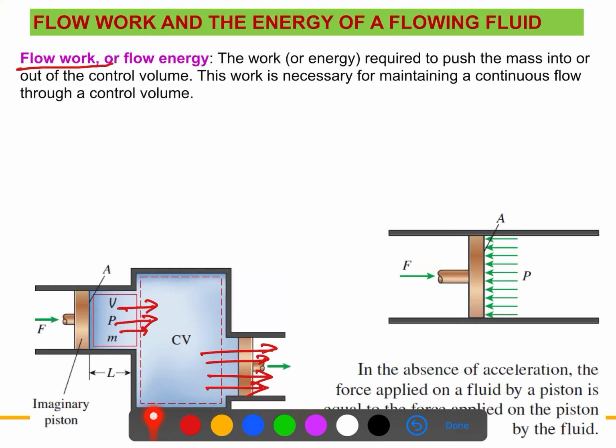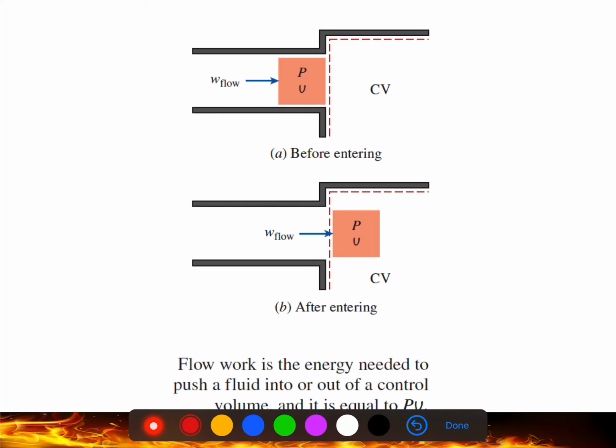If we want to continue this process, the mass will enter into this control volume and it will go out. This is a continuous flow process. If we want this continuous flow process, then we need some work, and this work is called the flow work.